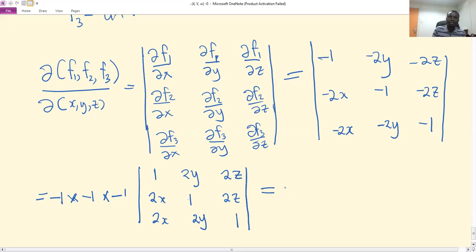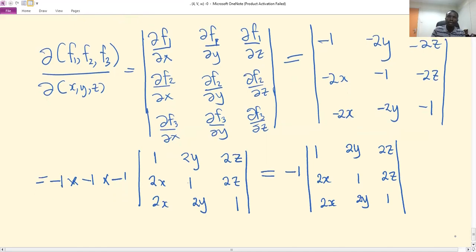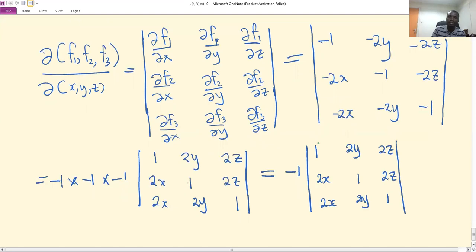So this will be minus 1 cubed times the determinant with rows 1, 2y, 2z; 2x, 1, 2z; and 2x, 2y, 1. And we can evaluate this 3 by 3 determinant using the first row. The signs of the elements are plus, minus, plus.